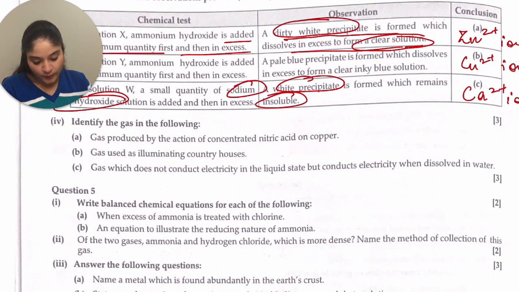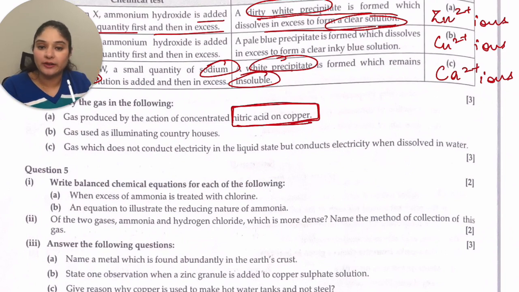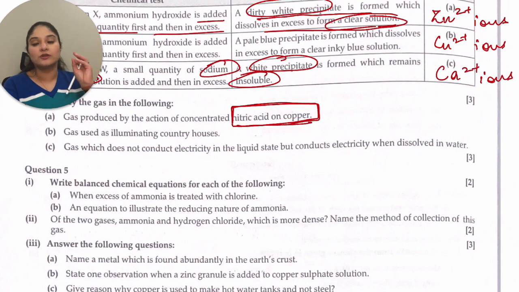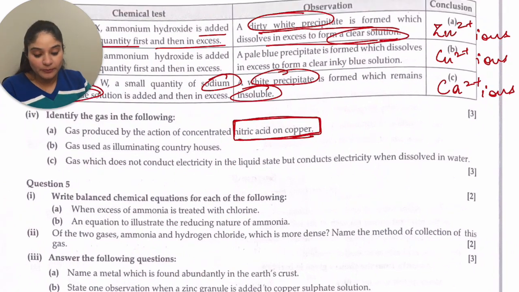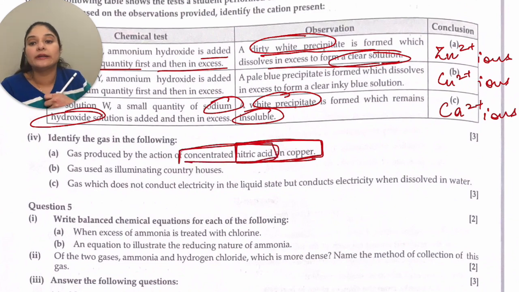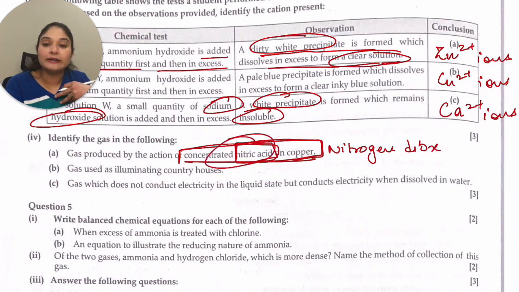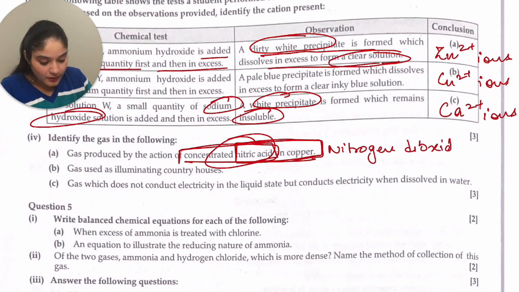Identify the gas in the following. Gas produced by the action of nitric acid and copper. Students, I have told you this even when I was doing important questions of nitric acid. In the majority of cases, they have asked nitric acid with copper in some form. Whether they will ask you the equation, or what will happen, please make sure that you study that. So concentrated nitric acid and copper: when that happens, you get nitrogen dioxide. So your answer will be nitrogen dioxide. If you had dilute nitric acid, you will get nitric oxide. In this case, you get nitrogen dioxide. Let's move to the next one.